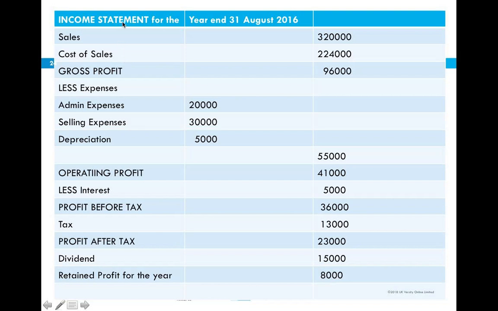That's the retained profit. So in the income statement or profit and loss account, we can have different kinds of profit on the statement, and we can understand the different kinds of profit from it.